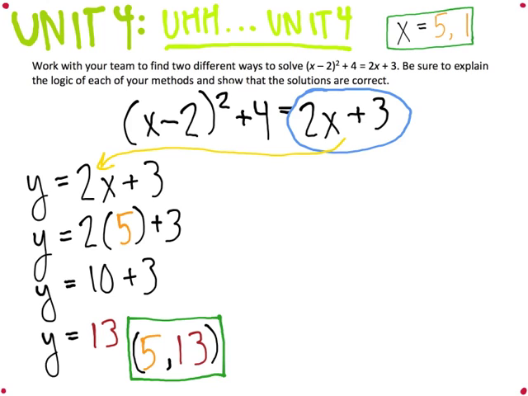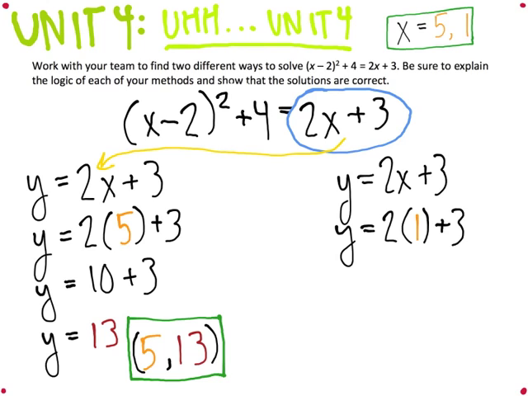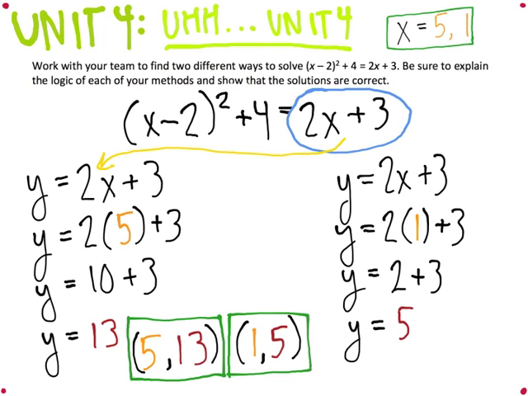We still have one value of x left, so let's do everything again. y = 2x + 3 becomes y = 2 times 1 plus 3. 2 times 1 is 2, and 2 plus 3 is 5. So our second and final solution is (1, 5). For this equation, when x is 1, y is 5. Well, that's one way of solving this, the algebraic method.